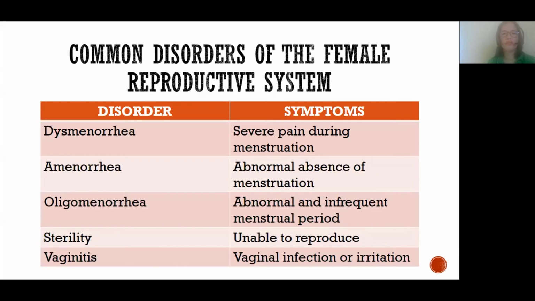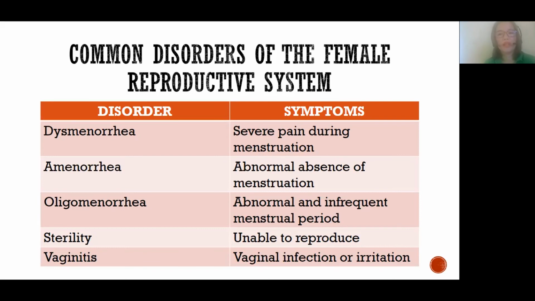Okay. For female, this is so common. They experience dysmenorrhea, oligomenorrhea, amenorrhea, wherein this has something to do with their menstrual cycle. So severe pain is dysmenorrhea. Amenorrhea is absence of menstruation, and oligomenorrhea is an abnormal and infrequent menstrual period. Sterility is being unable to reproduce due to lack of fallopian tube, and vaginitis is infection of the vagina. And there are a lot more.